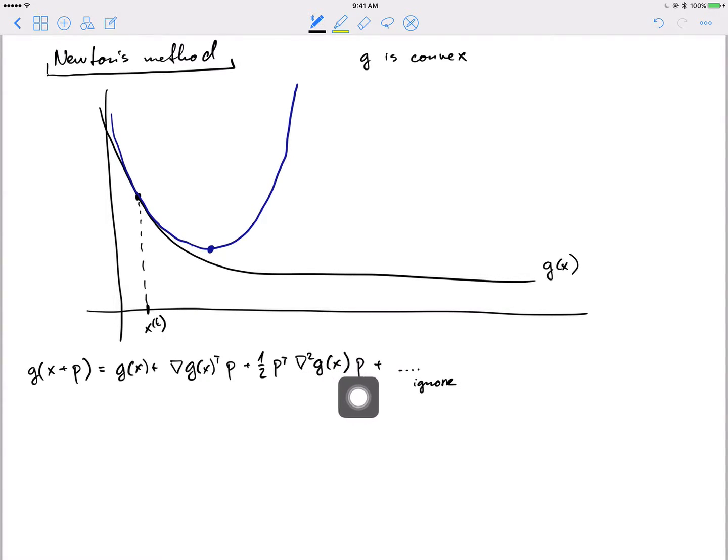So what Newton does is minimize this quadratic approximation of the function instead. To minimize a quadratic function is kind of easy, right? Because all we need to do is take this as a function of p and minimize it over p, where p is our perturbation.